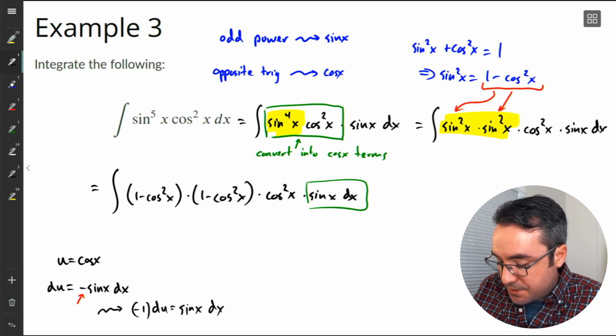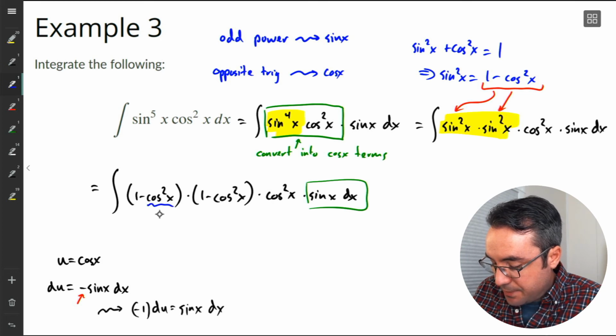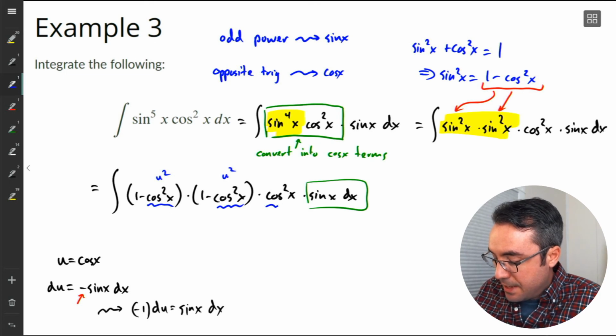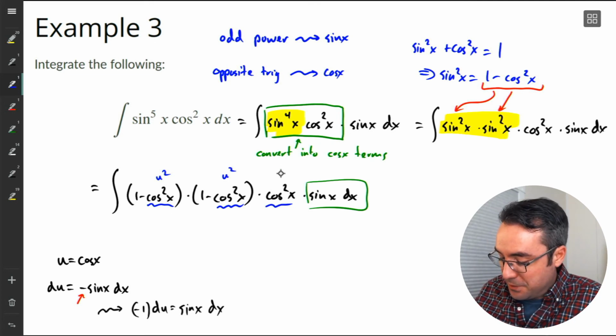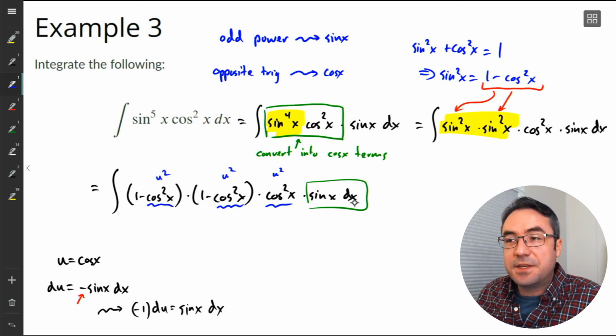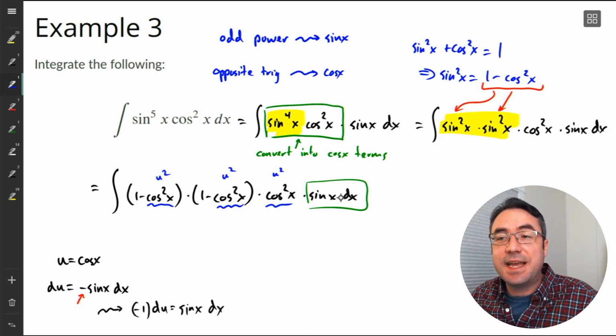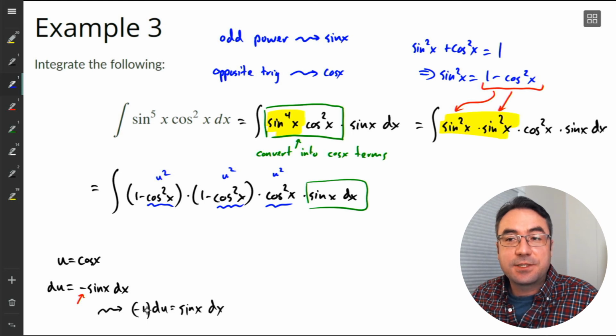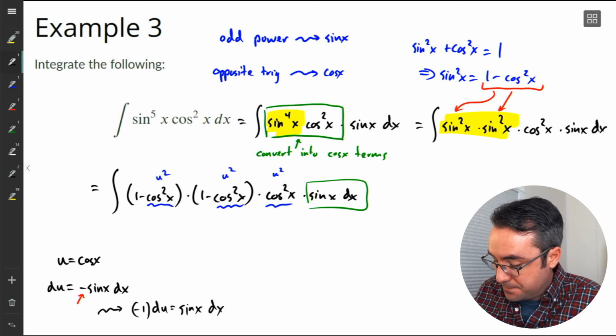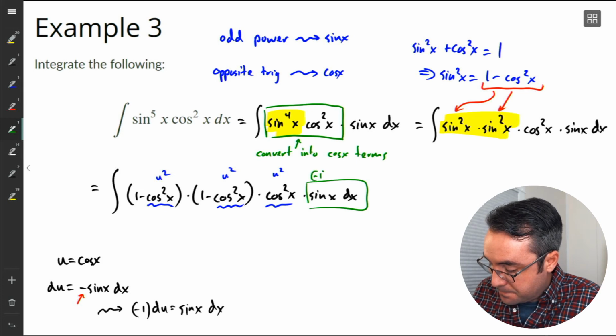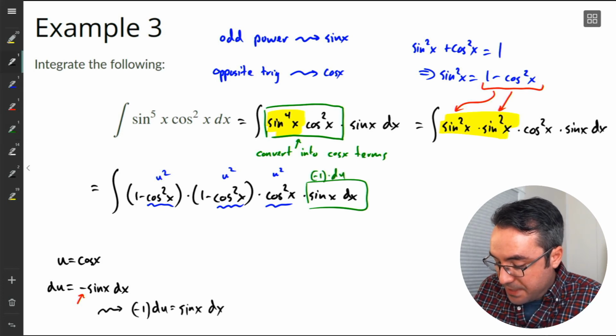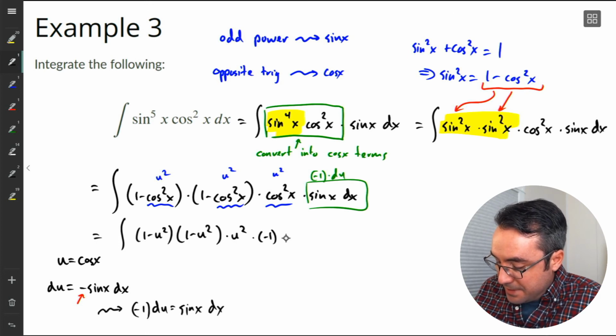When we look at this, we know this cosine squared is going to become u squared, and this cosine squared is going to become u squared, and this cosine squared is going to become u squared. And then this term at the end, the sine of x dx, that's going to become negative 1 times du. So let's fill all of our pieces in. We're going to have the integral of 1 minus u squared times 1 minus u squared times u squared times negative 1 du.